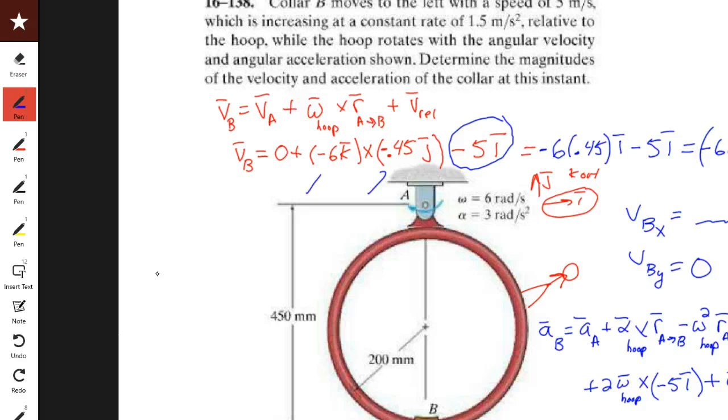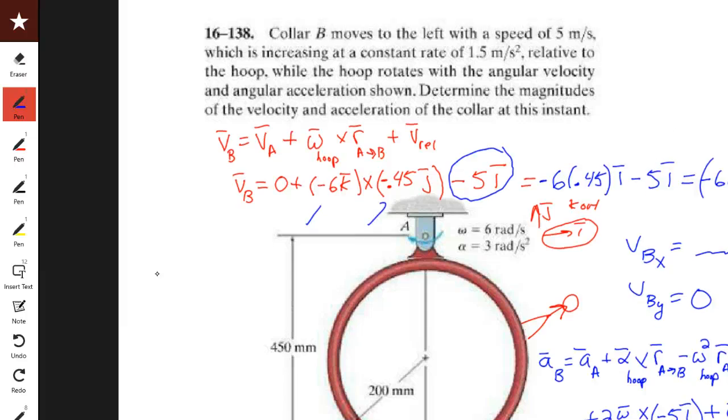Okay, so we had the relative. The relative is you're looking at it. You don't see that the hoop is rotating because you're standing on the hoop. So it looks like the guy is moving on a circle, and the easiest thing I can think of is tangent normal. It says it's increasing its speed, so that means it has a v dot, which is 1.5, and it's going to be directed to the left. So this is 1.5 in the negative i direction. That's the v dot.